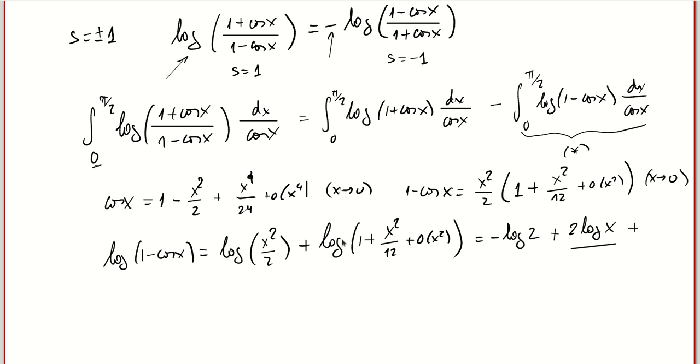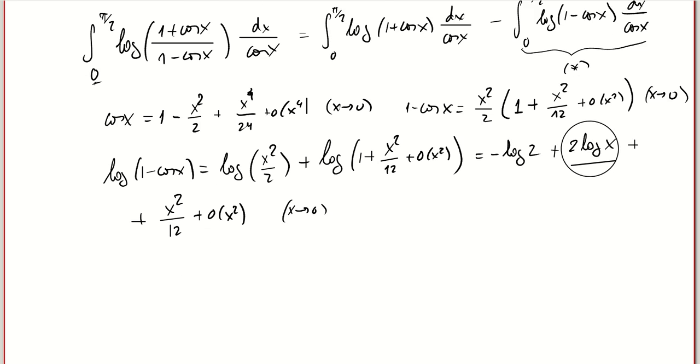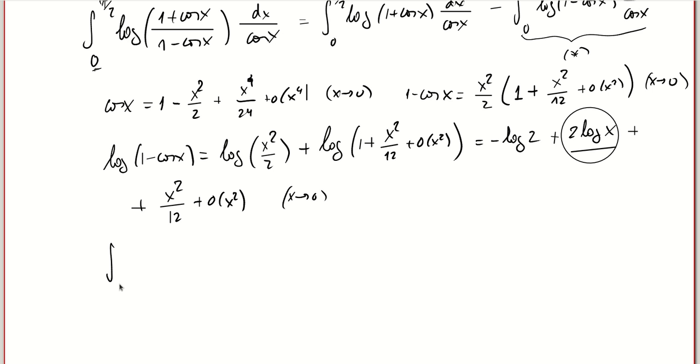And then we have this other one here, but the argument here goes to 0 when x goes to 0. So we can just use the expansion of the logarithm and write that this is x squared over 12 plus o of x squared when x goes to 0. No problem with this one. This is just a polynomial. So the only problem is with this function here. So we have to analyze what happens with the integral from 0 to pi half of the logarithm of x.